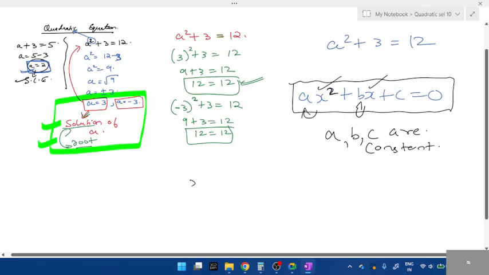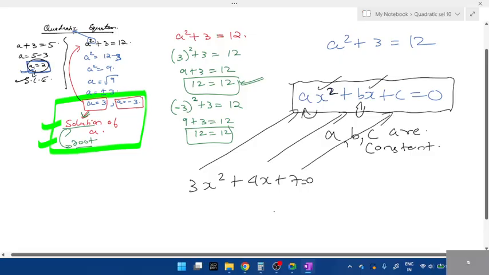For example, 3x square plus 4x plus 7 is equal to 0. Look, doesn't it look like this? What is a value? A is 3. B is, just look at the coefficient, 4. C is 7. So you'll have three separate values a, b, c. Those are numbers as I mentioned, and you'll have degree 2, highest degree 2.